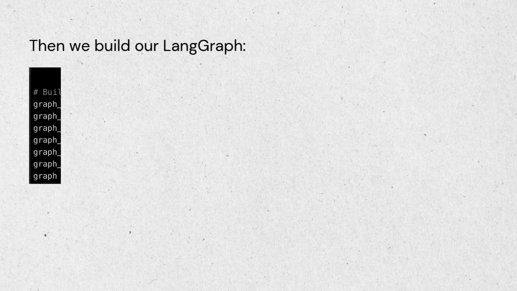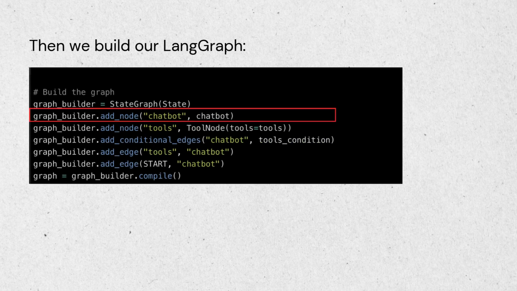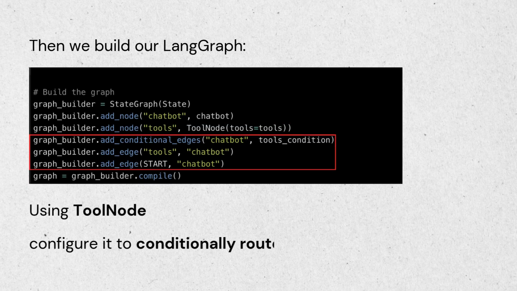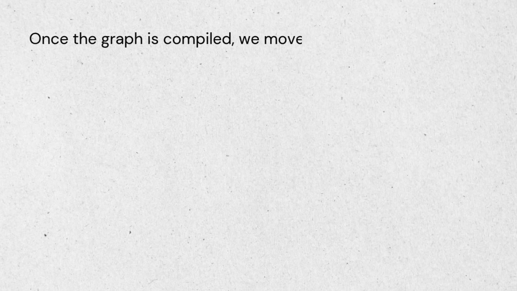Then we build our LangGraph. We add the chatbot node. We add the tools node using tool node. We configure it to conditionally route to the tool node when needed, and then loop back to chatbot after using a tool. Once the graph is compiled, we move to the UI part using Streamlit.